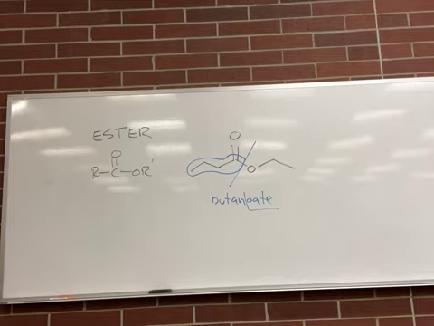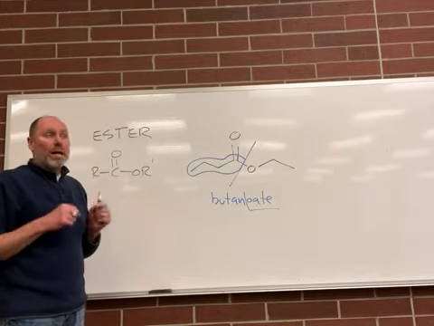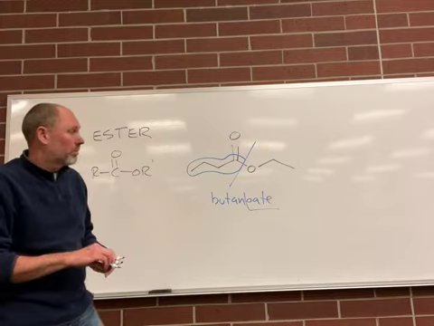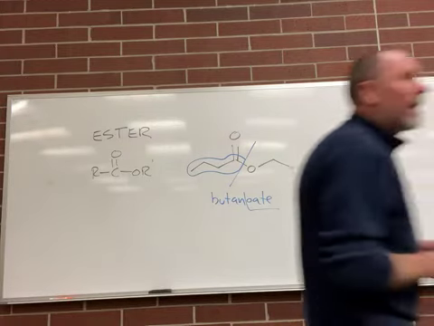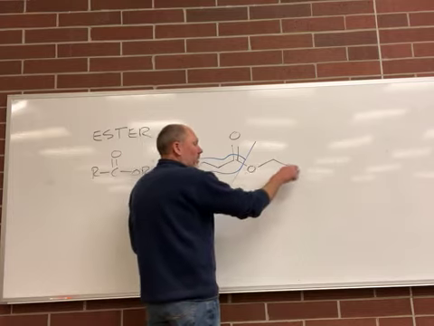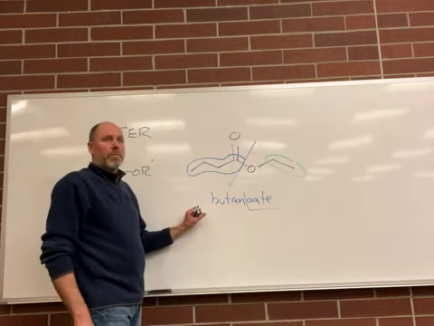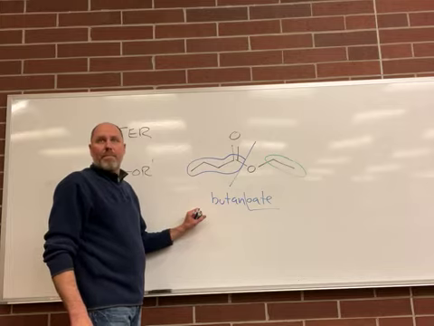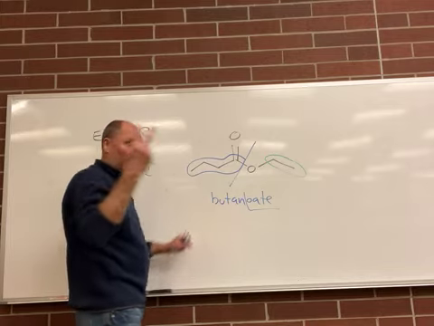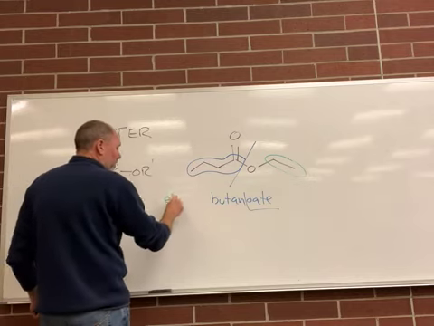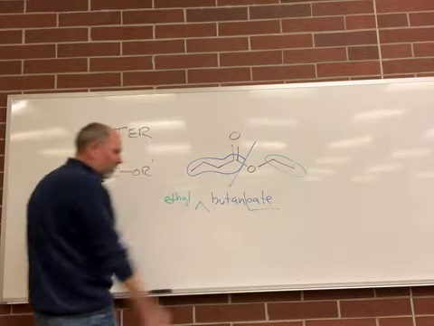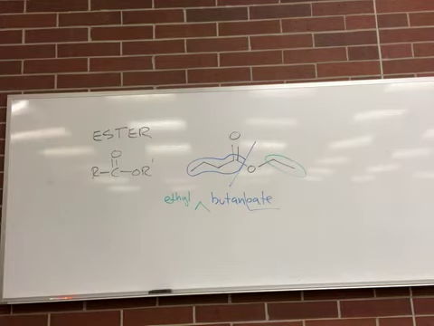So it's not butanoic acid, not butene, not butanal, not butanone, not butanol, but butanoate. But I'm still not done. What kind of a butanoate is it? Well, that's when I go to the other side of the blue line and ask myself, how many carbons are coming off of the oxygen? How many? Two. So that becomes ethyl, with a space, it's two words, ethyl butanoate.